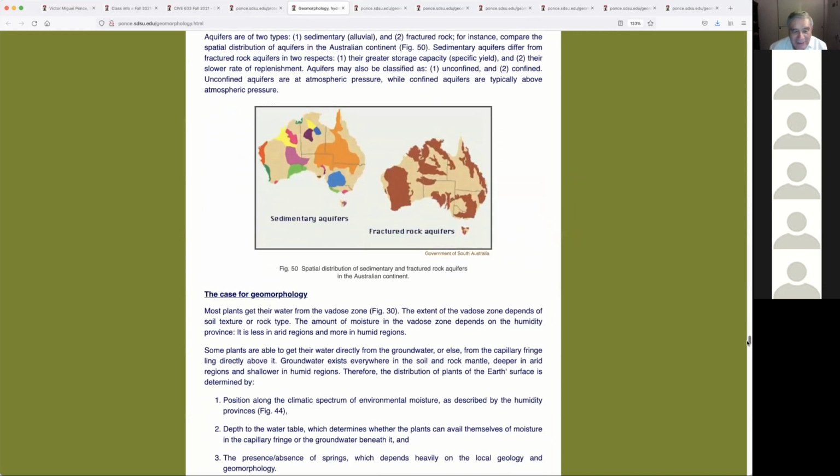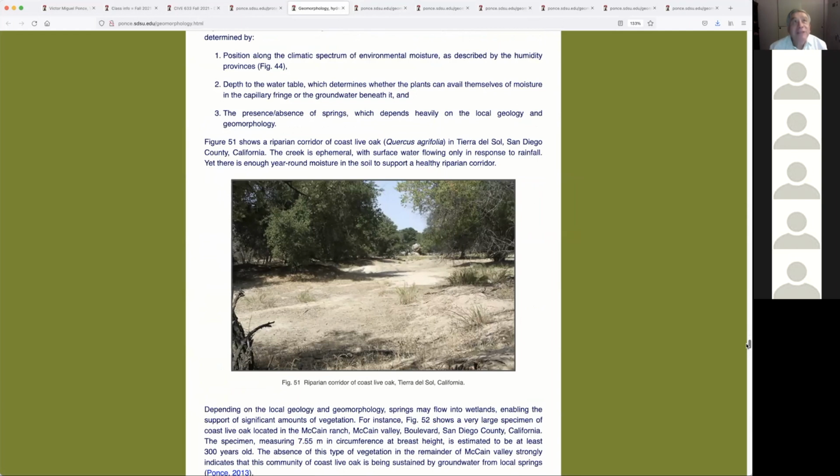Okay? So, the case for geomorphology. This is very fascinating. I'm going to finish it here in a couple of minutes. I'm almost there. This is a riparian corridor of coast live oak. This is a river, but it really doesn't have a lot of water. The fact that it doesn't have water doesn't mean that it doesn't have moisture. The moisture is there, and it is able to support this community of coast live oak on the sides, right?